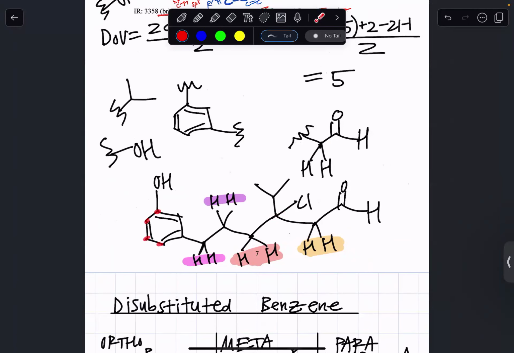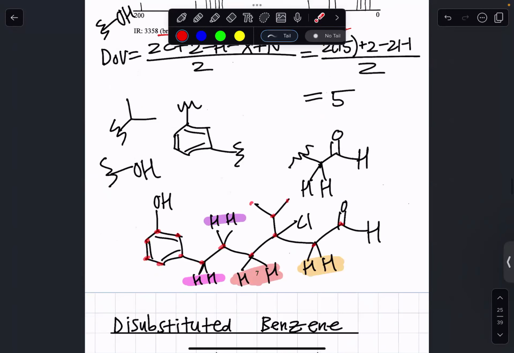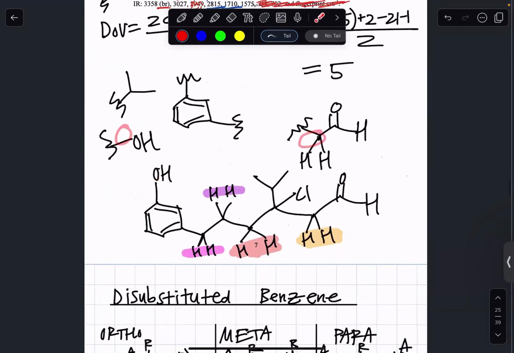1, 2, 3, 4, 5, 6, 7, 8, 9, 10, 11, 12, 13, 14, 15 carbons. Okay, that's good. Let's see if we have 21 hydrogens. 1, 2, 3, up to 21 hydrogens. So that's all of the hydrogens. One chlorine right here, and two oxygens. Okay, so this would be my final answer.